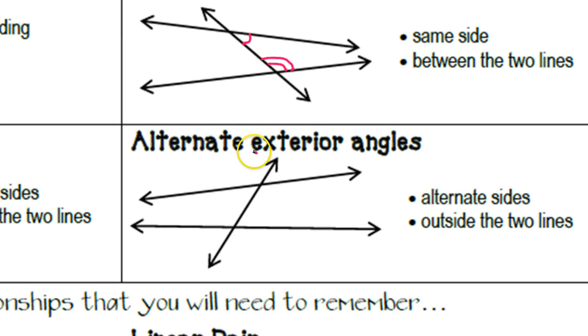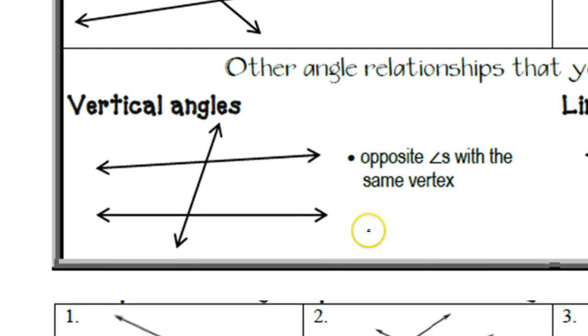Now, see this word exterior angles. That means it's going to be outside of the two lines. Alternate, again, means on opposite sides of the transversal. So this is an exterior angle, and this would be the alternate exterior angle. There's one more pair that we could do. If I pick this angle, then this angle would be the alternate exterior angle. So you need to be familiar.